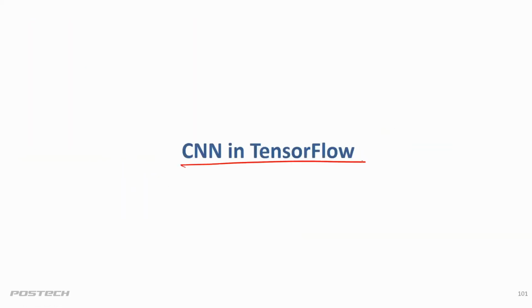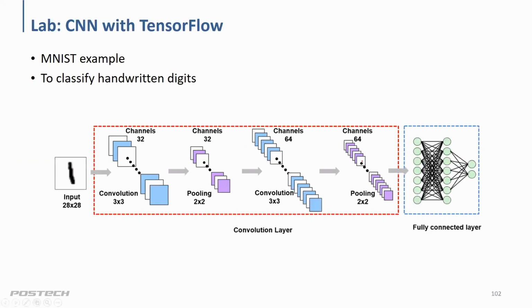So let's do it. Like I said, one of the easiest and most famous examples is using the MNIST data set. Here is the MNIST data set, and like I mentioned, it's flattened out. So actually, the input size is like 28.